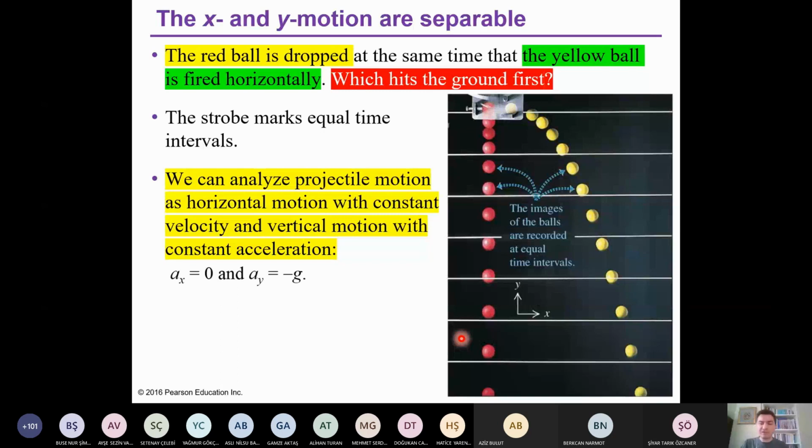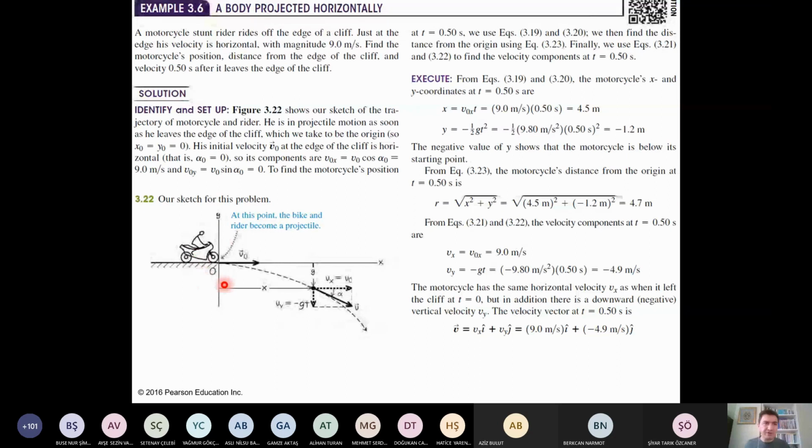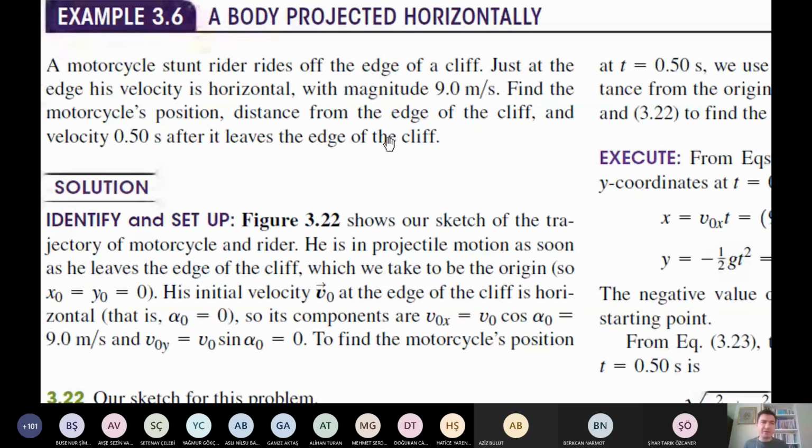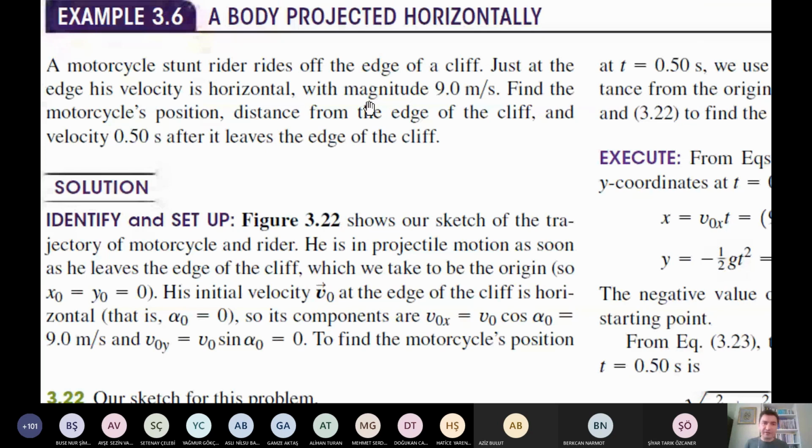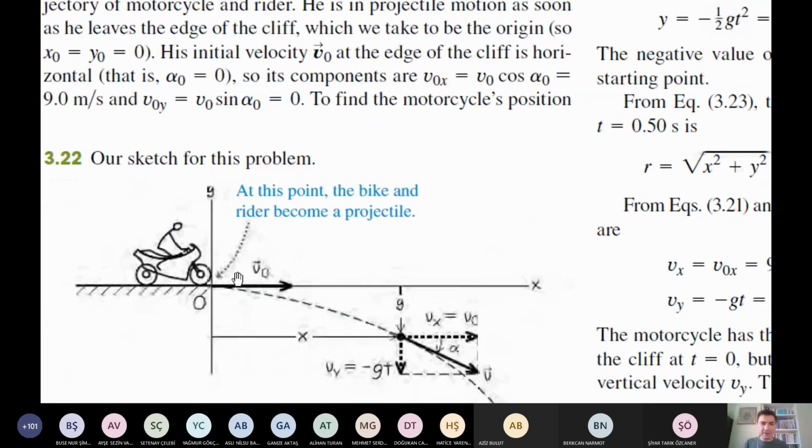And then let me finish this lecture with this example. There is a motorcycle stunt rider. A motorcycle stunt rider rides off the edge of a cliff. Just at the edge, his velocity is horizontal. The velocity is along the positive x direction, let's say. Let's say this is the positive y direction.